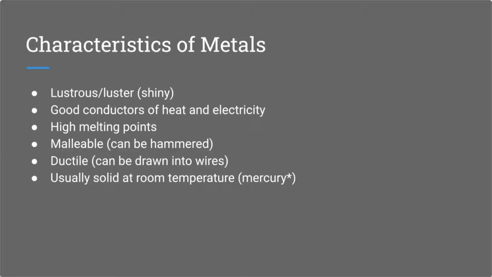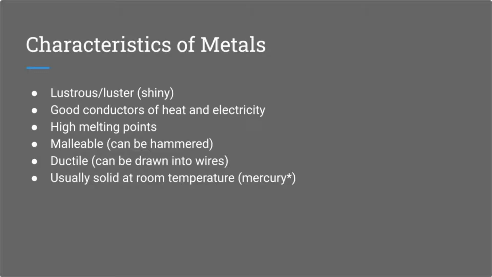So they are malleable. That means that they can be hammered into different forms. So think of gold and how it's hammered or shaped into all kinds of jewelry. It is ductile. That means it can be drawn into wires. So let's go back to that electrical wiring. So luckily for us, we have metals that are very easily drawn into wire and just happen to be great conductors of electricity.